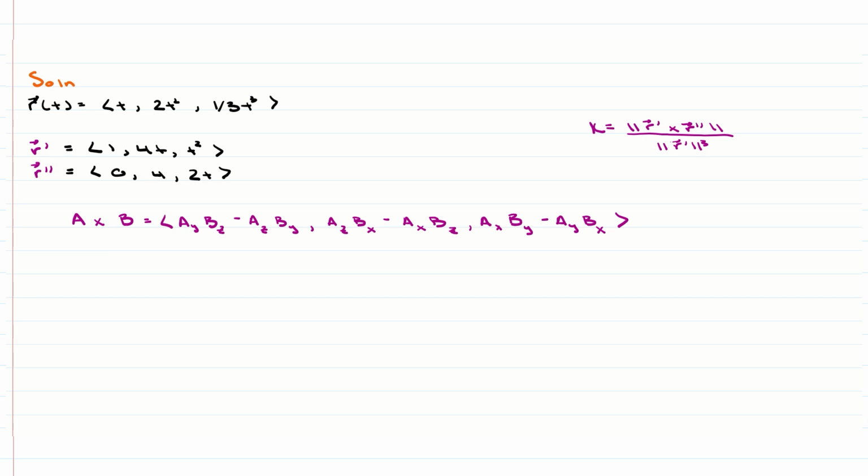So we see that this formula is made up of a sub x, a sub y, and a sub z, and b sub x, b sub y, and b sub z. So let's start to identify those terms. In this case, a represents the first derivative of the curve, and b represents the second derivative of the curve. That means that this is a sub x, this is a sub y, this is a sub z, and this is b sub x, b sub y, and b sub z.